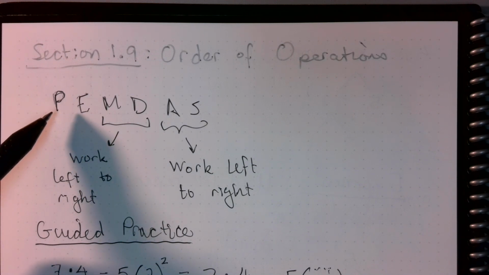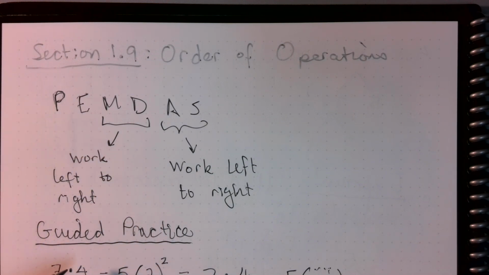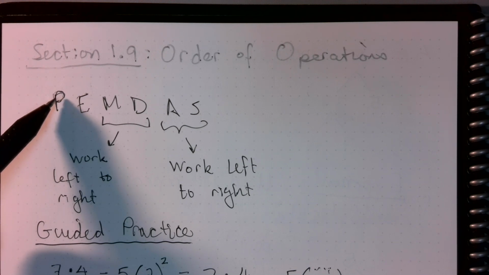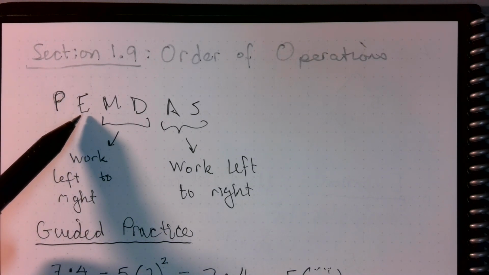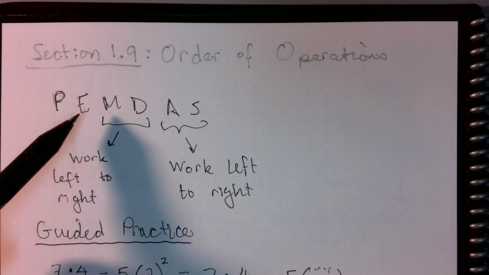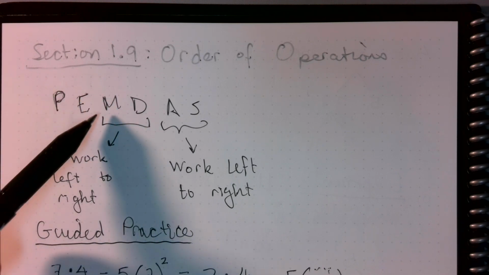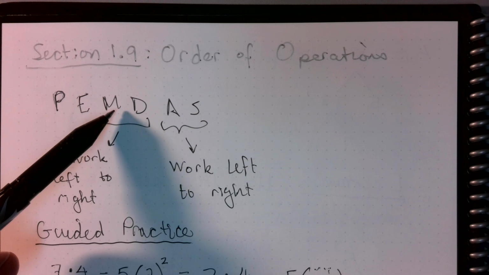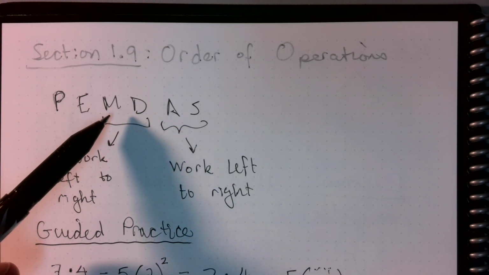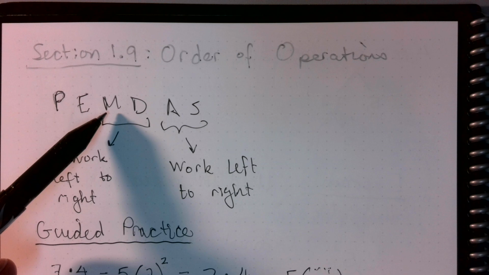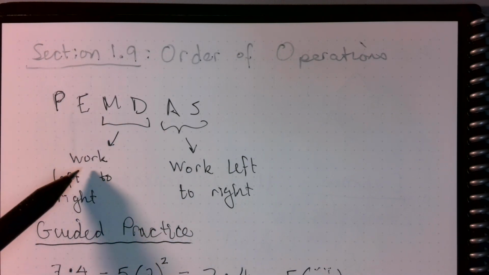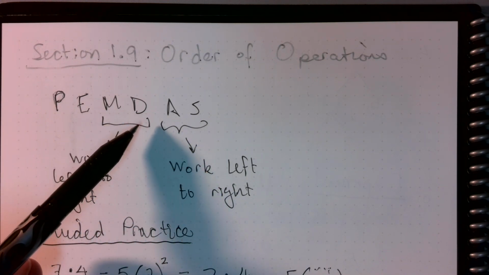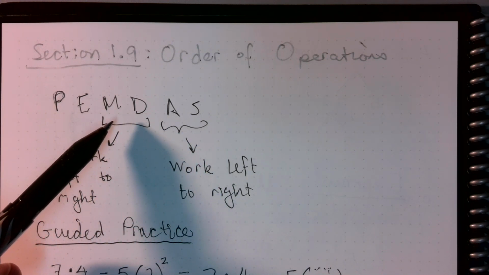So parentheses: anything in parentheses should be done first. We'll look at examples in just a minute about what that means. Exponents: we saw exponents back when we were dealing with common factors, so we know exponents mean repeated multiplication. So take care of anything in parentheses, then take care of any exponents. Then you're going to do your multiplication and division. Now, we're going to treat multiplication and division as the same order of priority. So if there are multiple operations that involve multiplication and division, we are going to follow the rule of working left to right. Whatever is leftmost, we're going to do first.